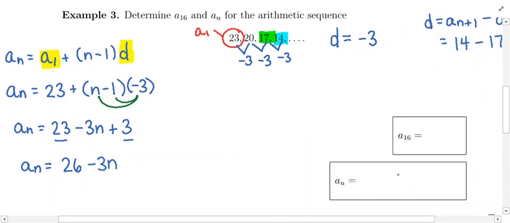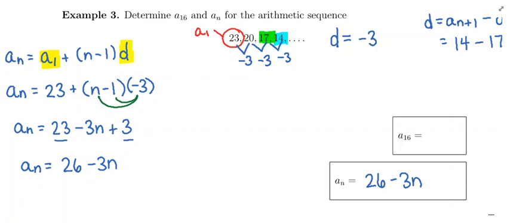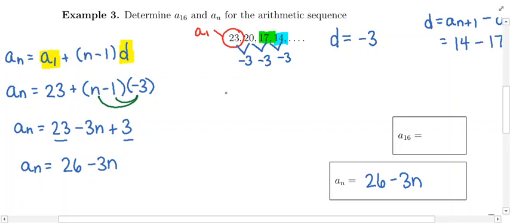So this is the formula for the nth term in the sequence. I'm going to write that in the box right here. AN is 26 minus 3 times n. All right, so this is the general formula. We can use it to get any term in the sequence, even the ones we already know. Now we're going to use it to calculate the 16th term. I'm going to put this in a different color.